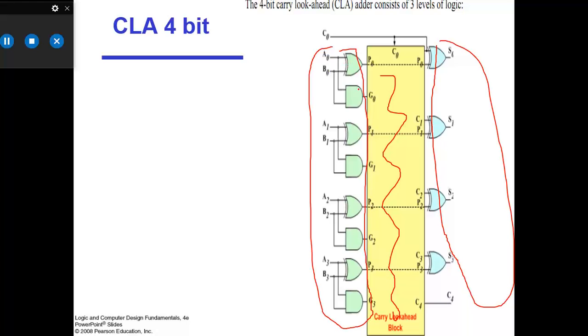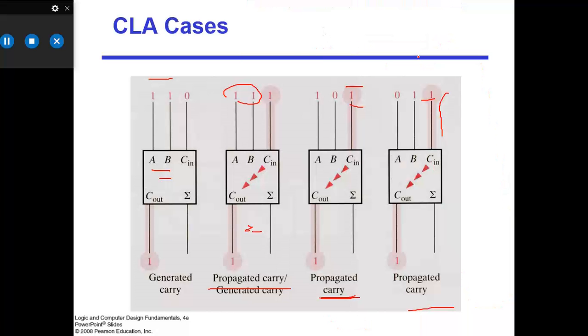Let's say the half adder parts are the same as in the previous A0, B0, and two types of carry are generated: a propagated carry and a generated carry. The yellow part is basic, where we design the combinational logic in the system, and there are some equations that we'll see. So CLA cases, there are 4 cases.